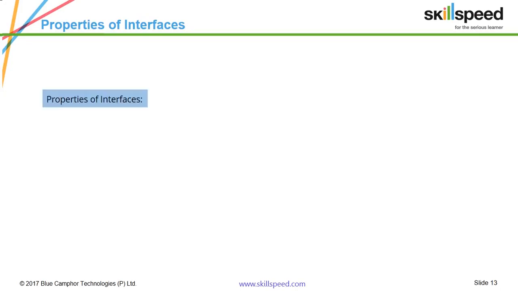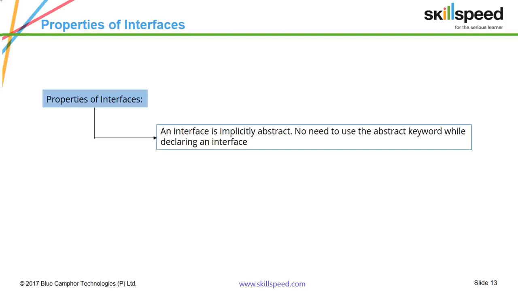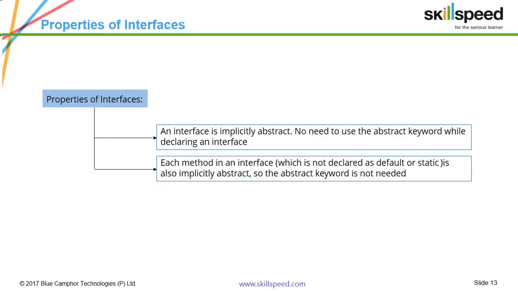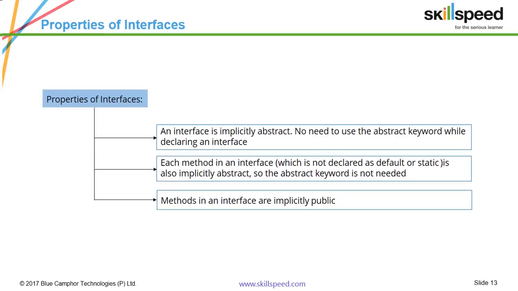Let us look at the properties of interfaces. An interface is implicitly abstract. So we don't need to use the abstract keyword while we declare an interface. Each method in an interface which is not declared as default or static is also implicitly abstract. So the abstract keyword is not needed for the default or the static methods also. Methods in an interface are implicitly public, which means even if you write a method as a default method or a non-default method, they will be made to be public automatically by the JVM.